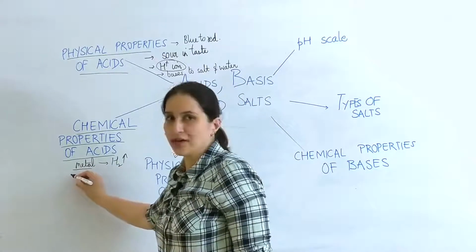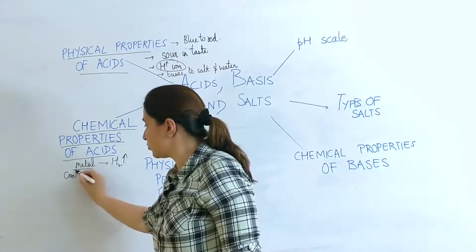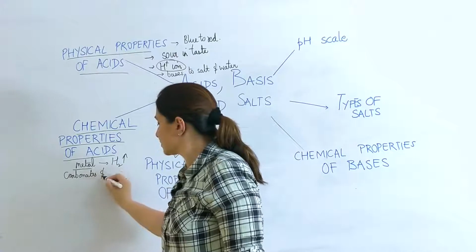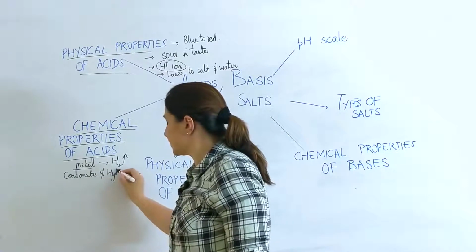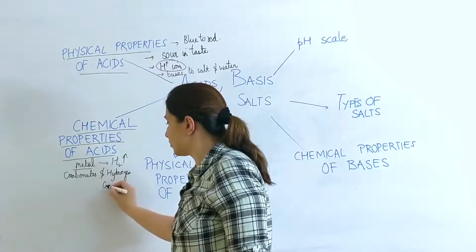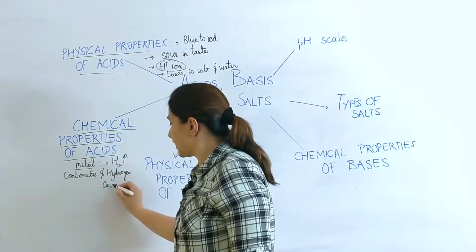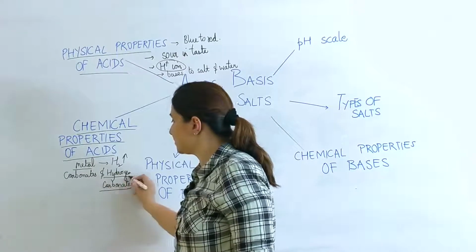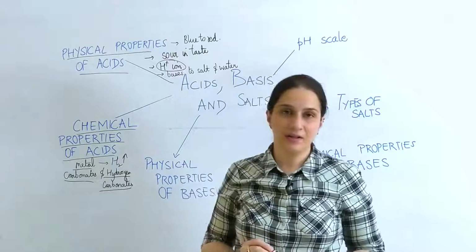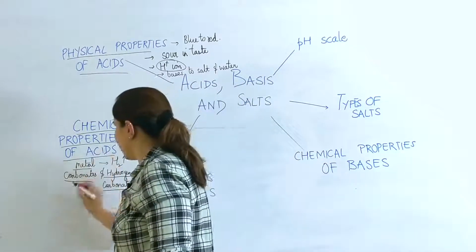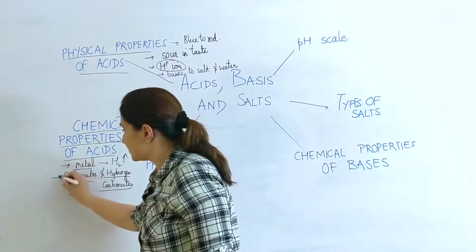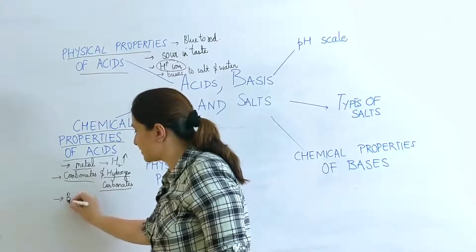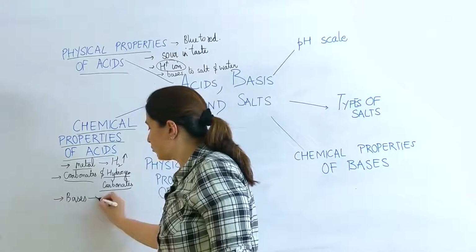Acids can also react with carbonates and hydrogen carbonates to form CO2 gas. That CO2 gas can be tested, as CO2 turns lime water milky. Also, among the chemical properties, acids can react with bases to form salt and water.